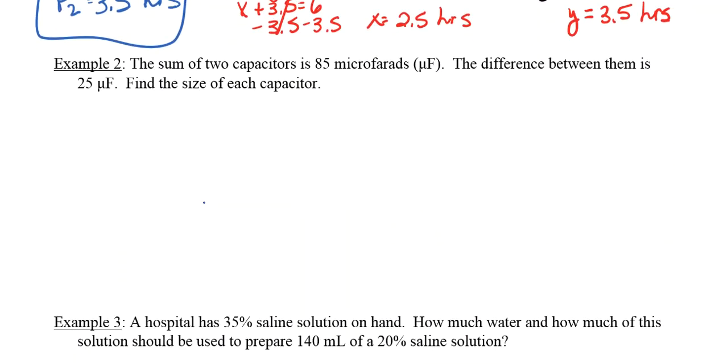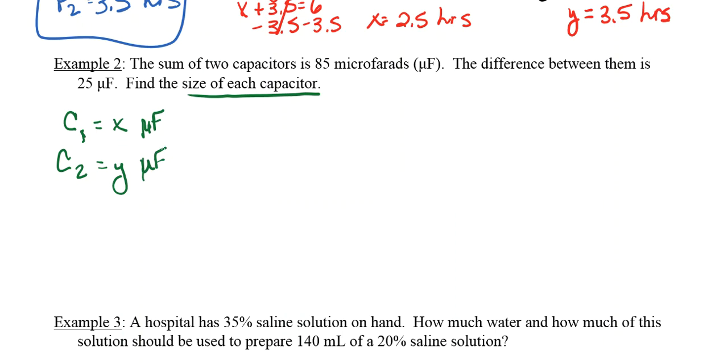Okay, second one, we're going to do very similar in the setup and in the thought process. The sum of two capacitors is 85 microfarads. The difference between them is 25 microfarads. What is the size of each capacitor? So I have capacitor 1 and capacitor 2. We're trying to figure out what size they are. So this one is X microfarads, and I'm going to say this one is Y microfarads.